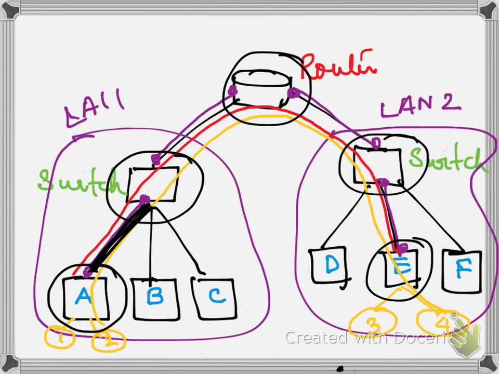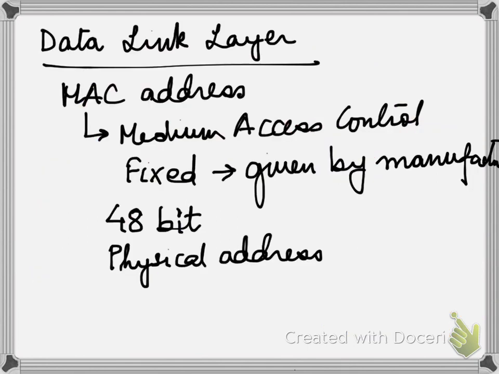Similarly, when it has to move from the switch to the router, the source would be the MAC address of the switch and the destination would be the MAC address of the router, and so on. So this is the MAC address which is given at the data link layer.